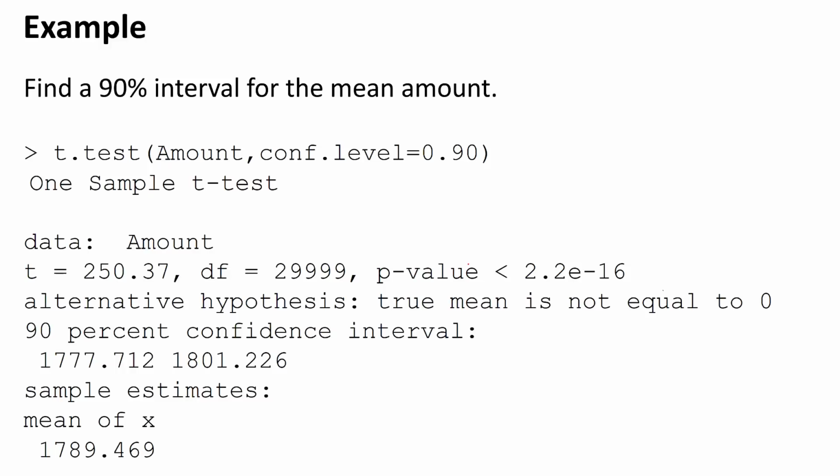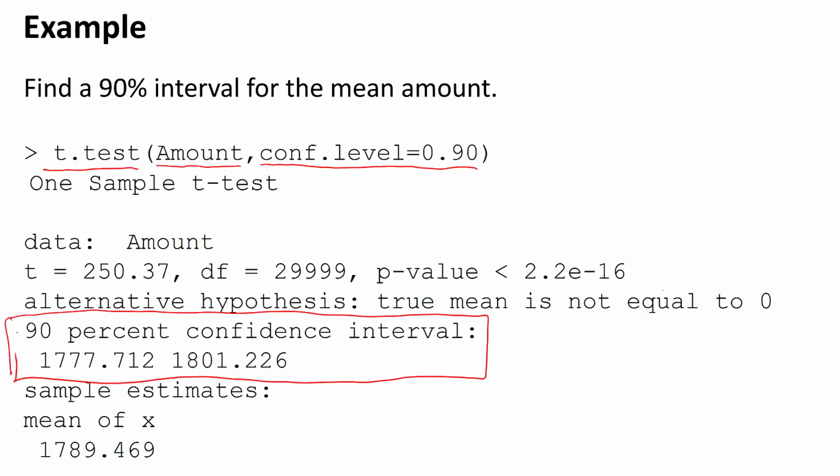All right, so now if we want to find a 90% interval for the mean amount, how do we do that? Because R gives us, by default, a 95% confidence level. Well, I can use the t.test function again, give it the data set, which is my amount column, and then put another argument in my function. I'm going to put a comma in and then use the conf.level argument equals 0.9.